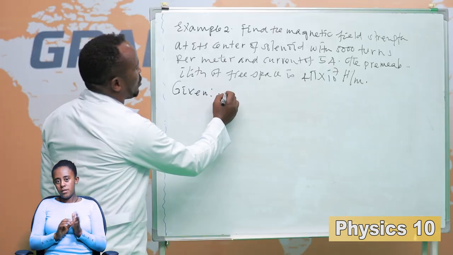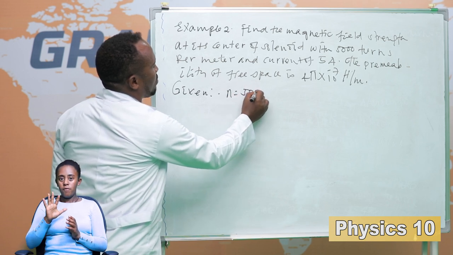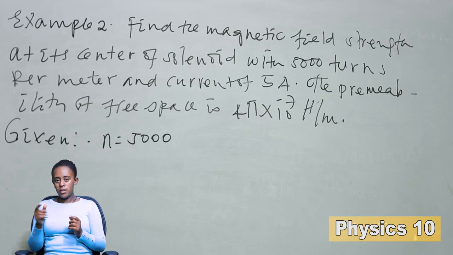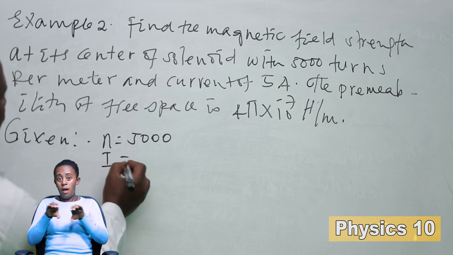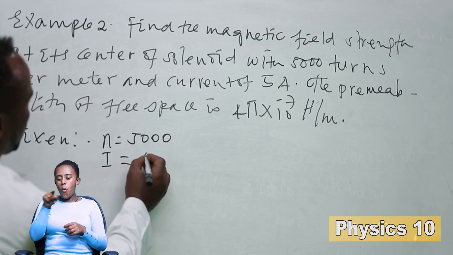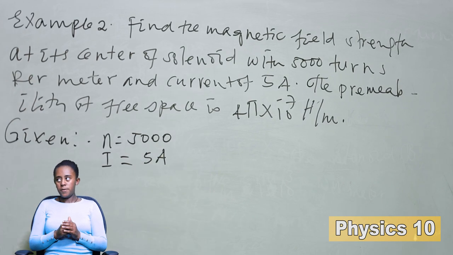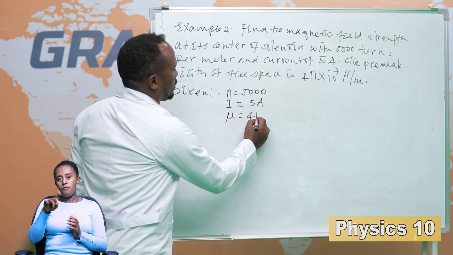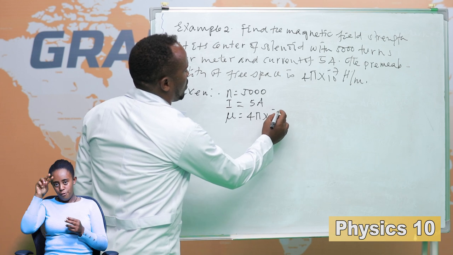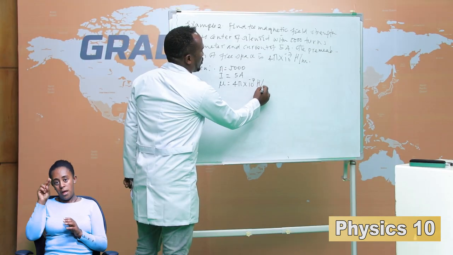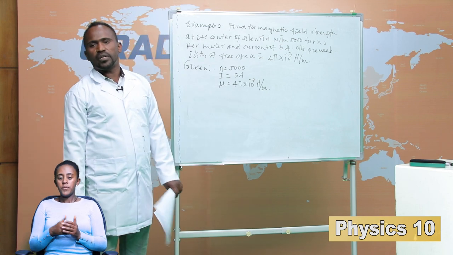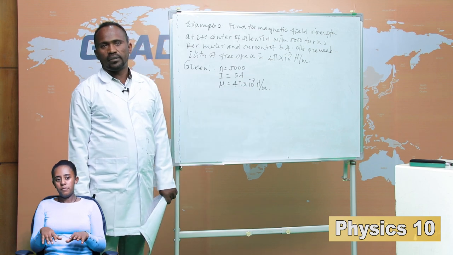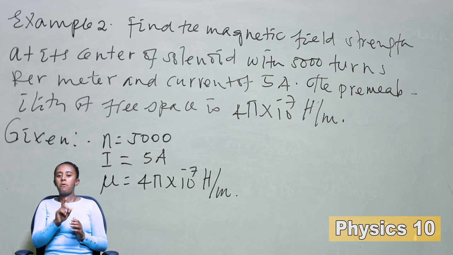So the first one is the number of turns of the wire, that is 5,000 turns. And the second one is the current that is passing through this coil, that is 5 ampere. And the permeability of free space is given, that is 4 pi times 10 to the power of minus 7 Henry per meter. My student, the given one is this. What is required? The next step.